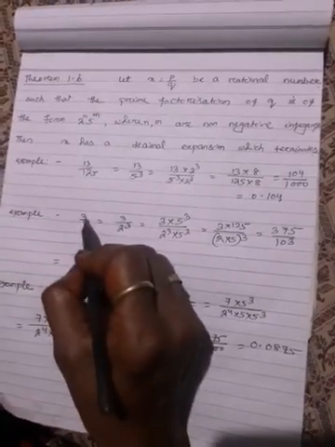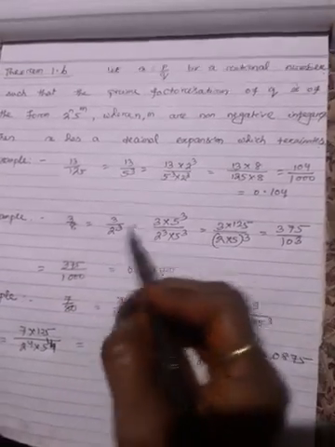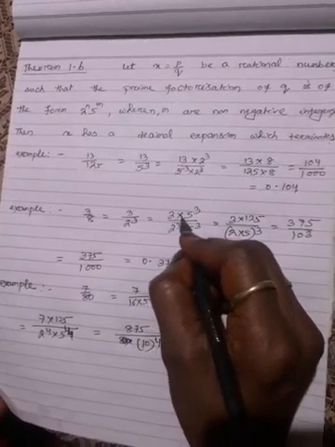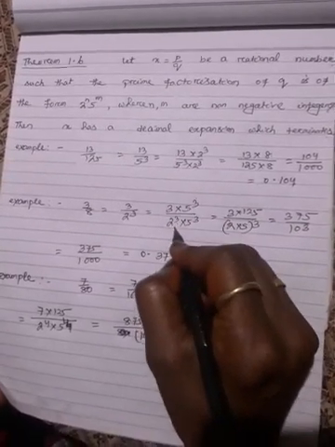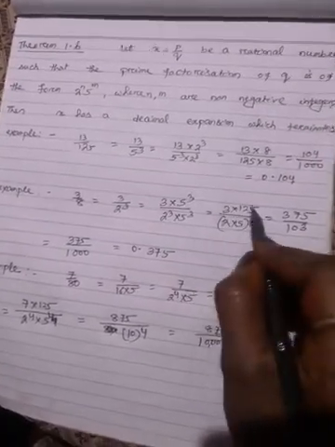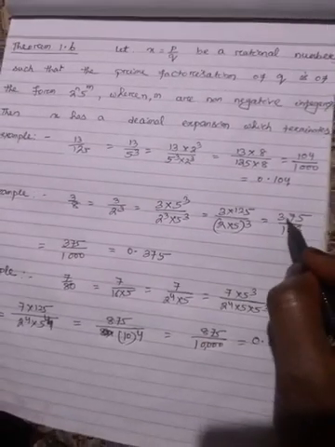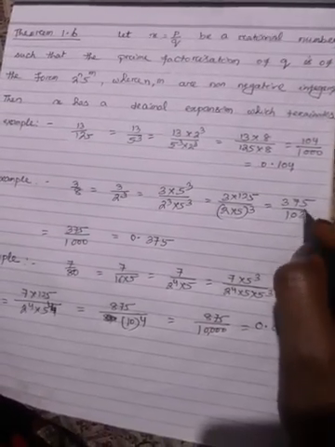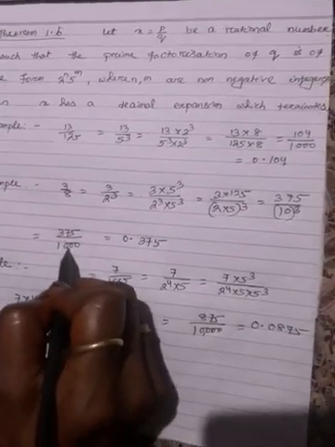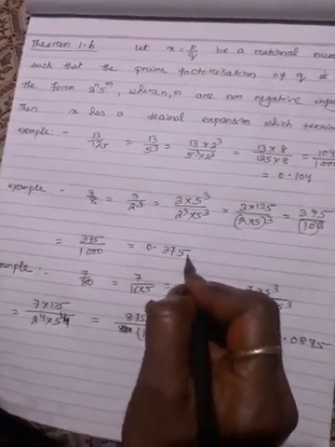Next, example 2. 3 by 8. 3 by 8 is a rational number. It is in the form of p by q. 3 by 8 is equal to 3 by 2 to the power 3, which is 3 into 5 to the power 3 by 2 to the power 3 into 5 to the power 3, which is 3 into 125 divided by 2 into 5 whole to the power 3, which is 375 by 10 to the power 3, which is 375 divided by 1000, which is 0.375.